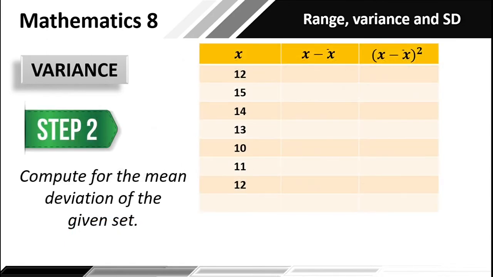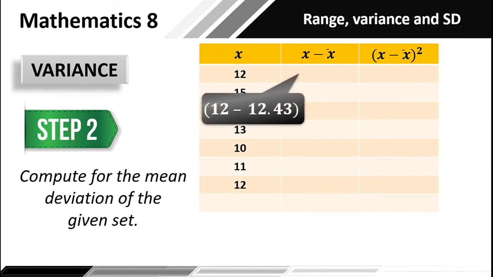Our second step is to compute for the mean deviation of the given set. For us to be systematic, let's have a 3-column table. In the first column is our raw data, in the second column is the difference of the raw data and the mean, and in the third column is the square of the second column. Let's fill up the second column.